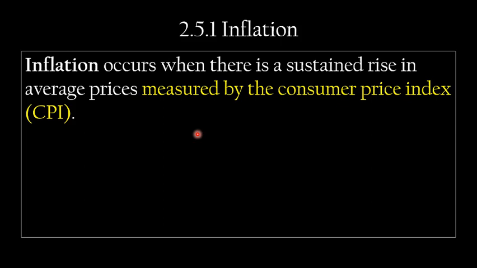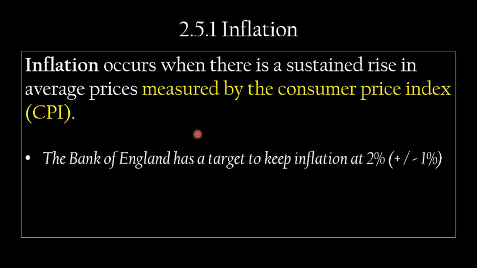So inflation occurs where there's a sustained rise in average prices, and this is measured by the consumer price index, which is shortened to CPI. Over time, the general pattern is that prices go up. Now that sounds like a bad thing, but the Bank of England, who the government put in charge of managing the price level in the UK, want there to be an inflation rate of 2%. So the Bank of England has a target that they try to achieve of keeping inflation at 2%.